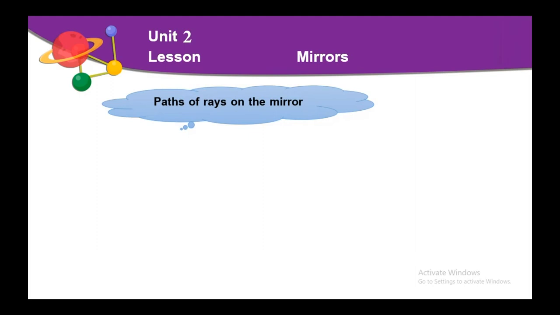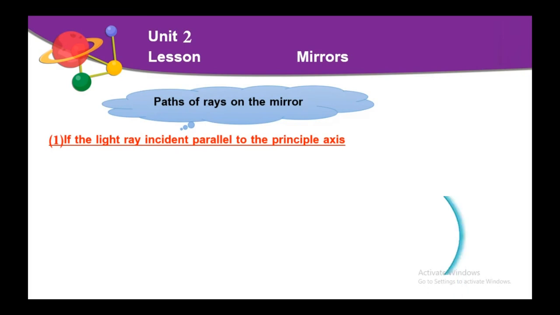What is the meaning of paths of rays on the mirror? Paths of rays means the way of reflection of light when it falls on a concave or convex mirror. Let's start with the first path of rays on the reflecting surface of the mirror. If the light rays are incident parallel to the principal axis, what will happen? Pay attention. What is the type of this mirror?